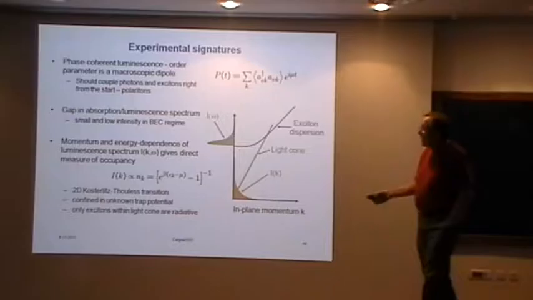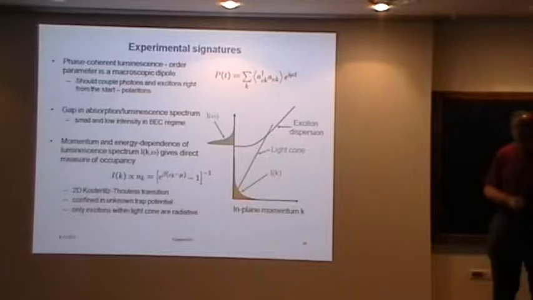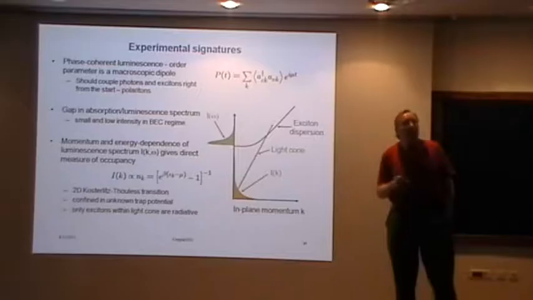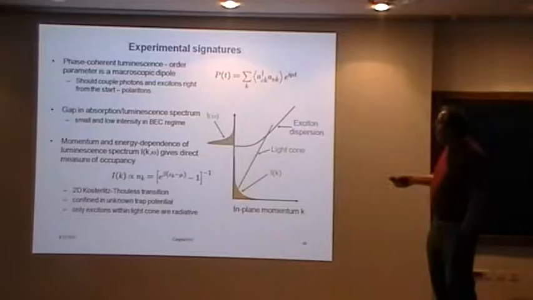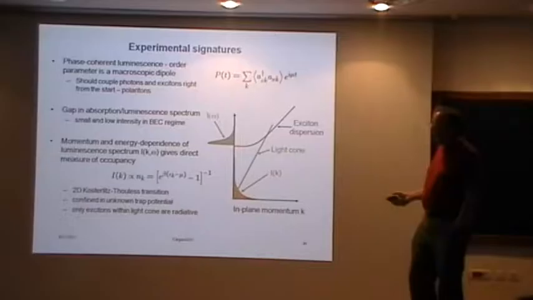So if this was just bosonic light, this is what you'd expect. One of the nice things about the system is that by looking at luminescence, particularly in 2D, you could directly measure n of k in your dilute Bose gas. One of the classic things that people have always tried to do in helium, by the way, is of course to measure n of k. It's very hard to do that. In these systems, it's a straightforward experiment. So you can measure n of k.